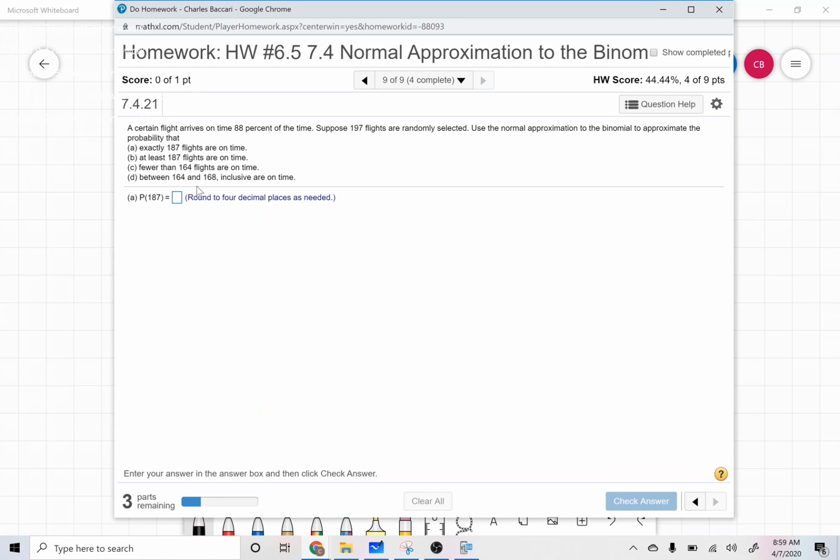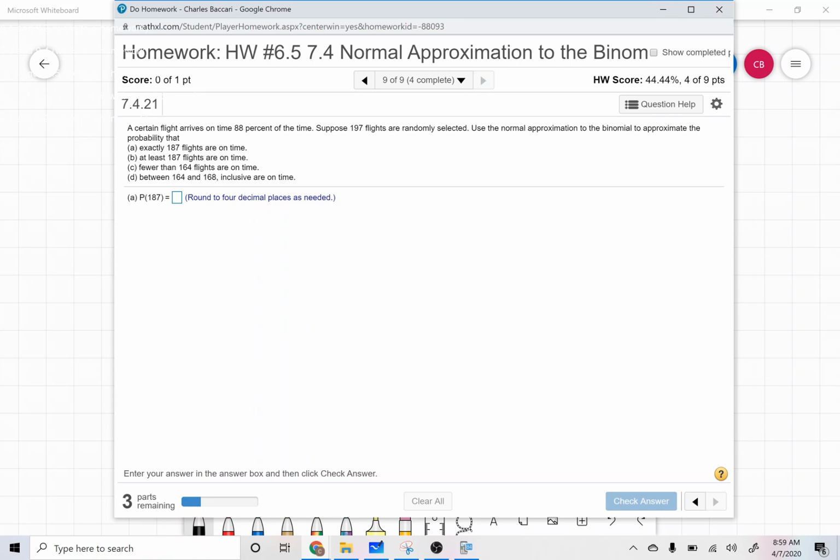Fewer than 164, that means 163.5 and less, so anything to the left of that. And then between 164 and 168 inclusive means less than or equal to 168 and greater than or equal to 164. You're going to want to underestimate this one, so 163.5 and 168.5 on the boundaries. And you're just going to use the calculator on all of these.